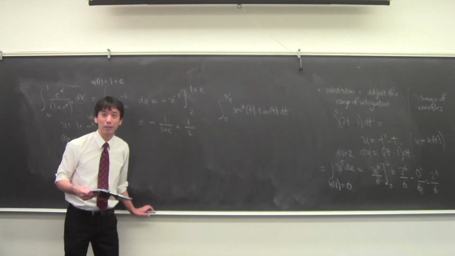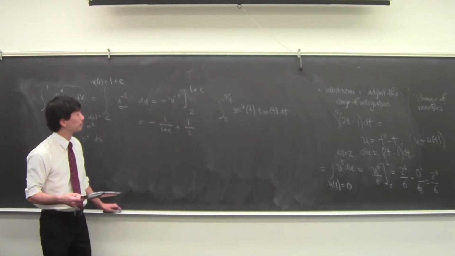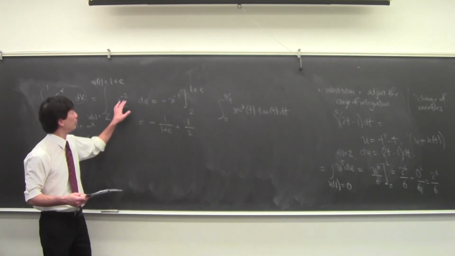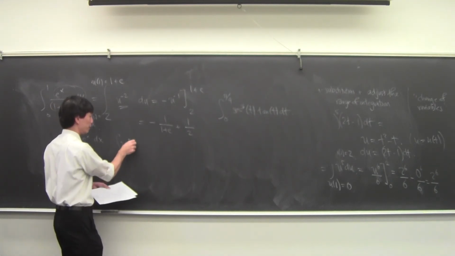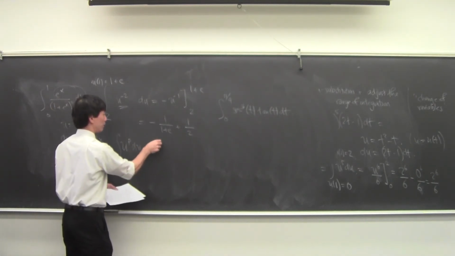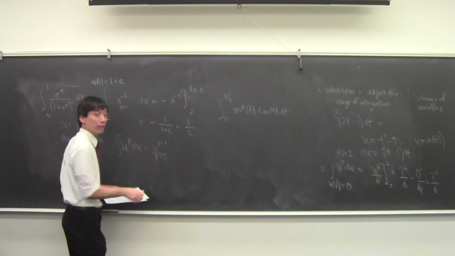You have a question, Hannah? Yes, for negative u to the negative 1, do you not divide by 2? No, because I've got u to some power. The antiderivative of that is going to be u to the power plus 1 over the power plus 1.